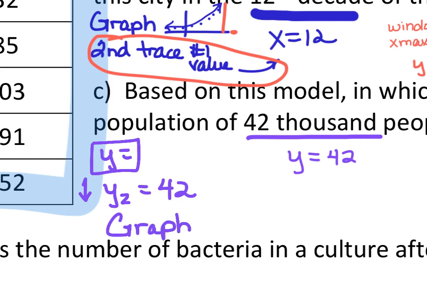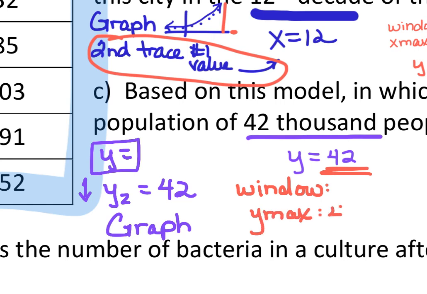And I don't see anything. And so now you're going to have to go back to the window menu and make sure that your y min and y max include y equals 42. So I'm going to go to window, and it looks to me like my y max is 26 point something. And so I'm going to change y max to something bigger than 42. So how about 45? I'm going to change y max to 45.